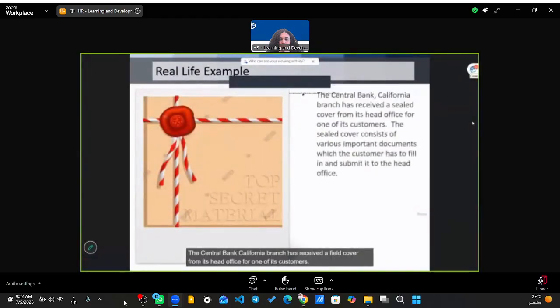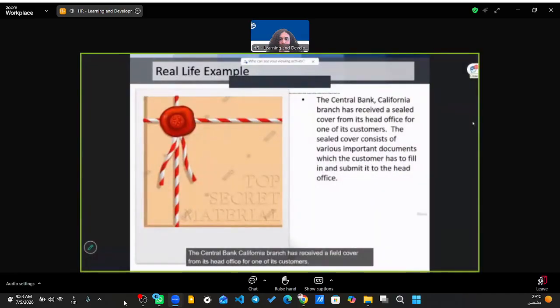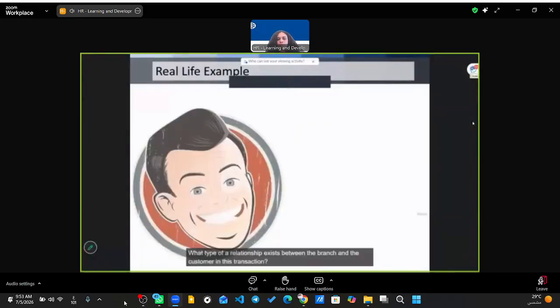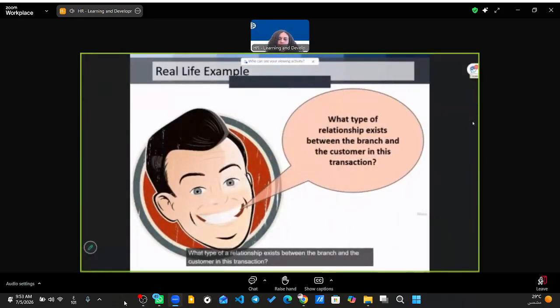The Central Bank, California branch has received a sealed cover from its head office for one of its customers. The sealed cover consists of various important documents which the customer has to fill in and submit to the head office. What type of relationship exists between the branch and the customer in this transaction?